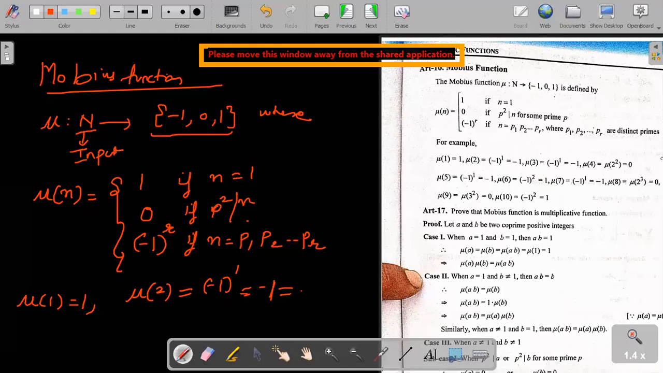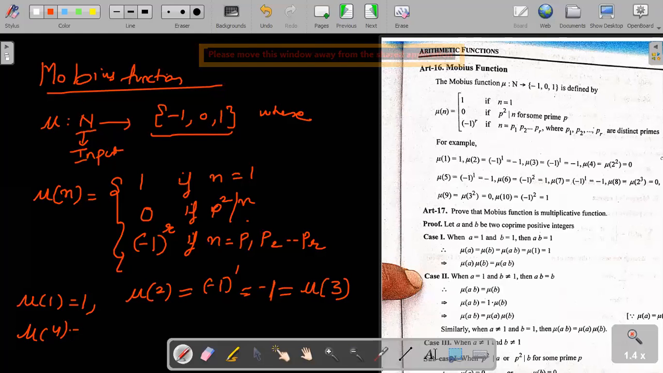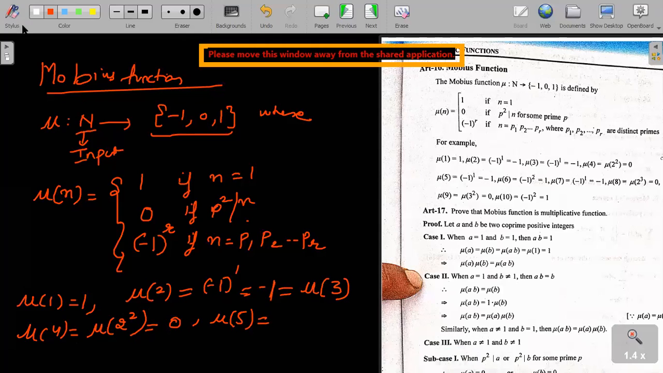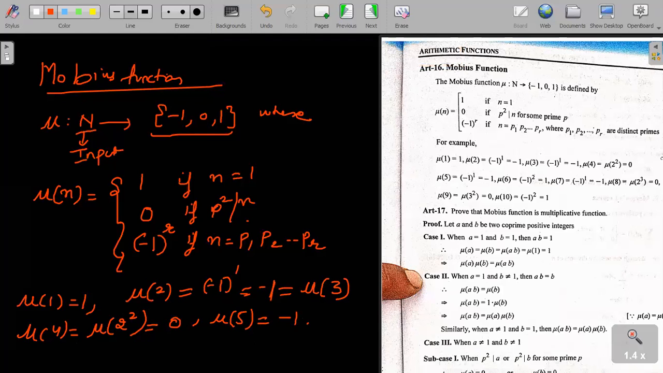Yes, ma'am. Same for mu of 3, because there is only one prime in the prime factorization. What will be mu of 4? See, 4 is what? 2 square. So 2 square divides 4, so this is 0. What will be mu of 5? Again there is only one prime, so this will be -1 to the power 1, which is -1.